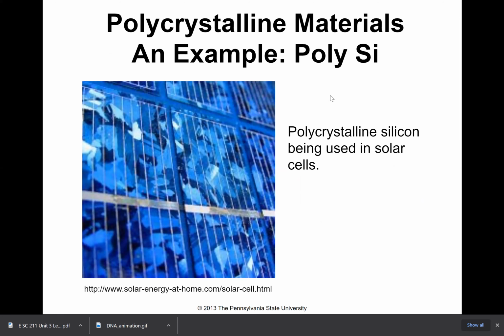Polycrystalline materials can be used in solar cells, for example. Here, I don't know what they did to be able to see this, but you can see there's a bunch of different crystals in there. Whereas in semiconductors, you have to not have polycrystalline. It has to be a single crystal for semiconductor wafers.